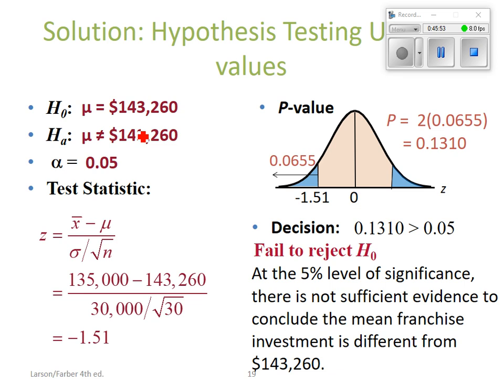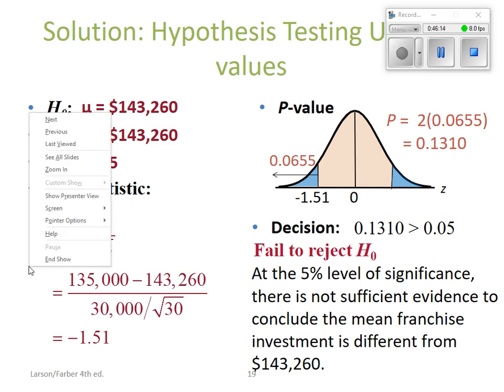There's not sufficient evidence to conclude the mean franchise investment is different from 143,260. So I think I was right on my notes. I think this one is actually the claim because we're making the claim. And Michael was right. That's what the problem said. Okay, treat it like you're making the claim this time.